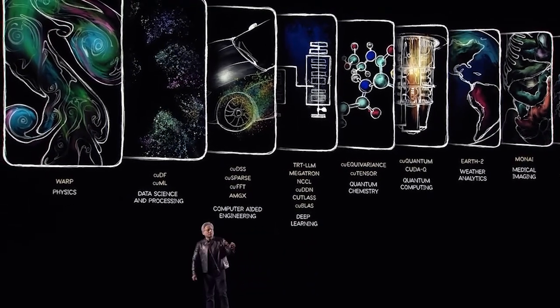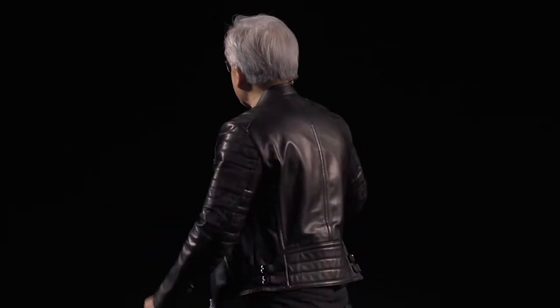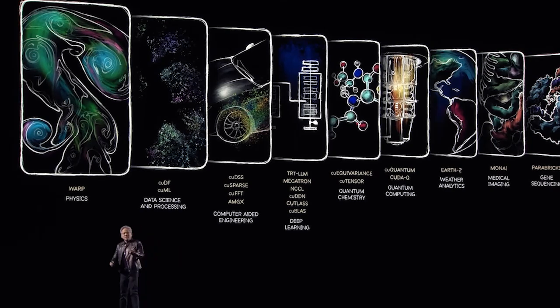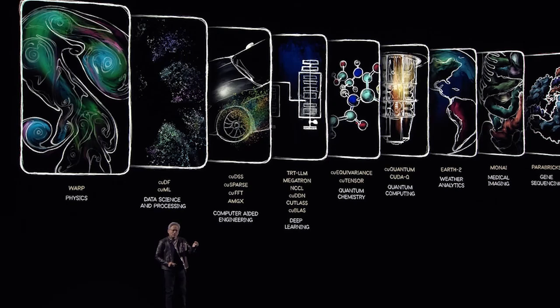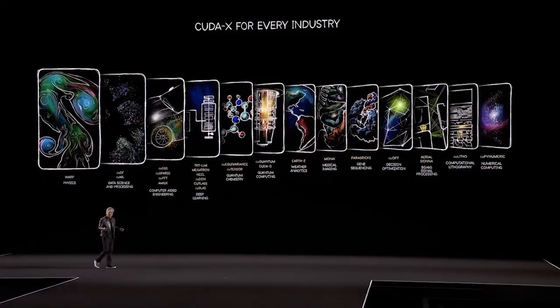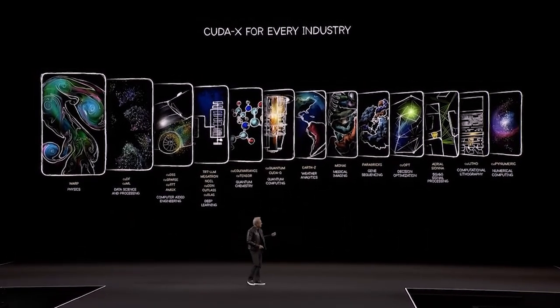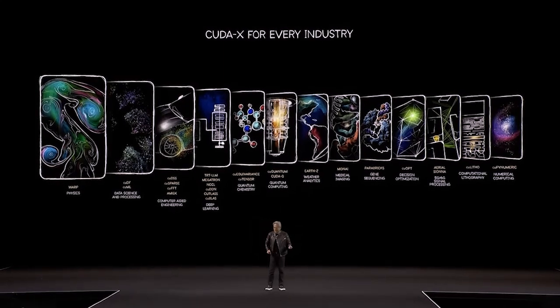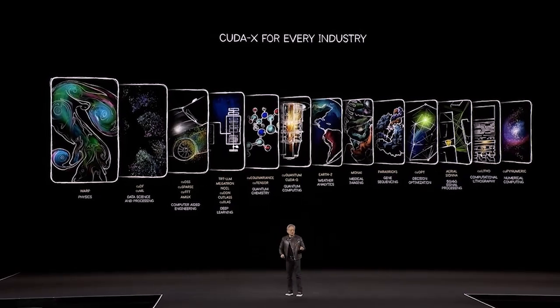cuDF, a data frame for structured data. We now have a drop-in acceleration for Spark and a drop-in acceleration for Pandas. Incredible. And then we have Warp, a Python library for physics for CUDA. We have a big announcement there. I will save it for just a second. This is just a sampling of the libraries that make accelerated computing possible.